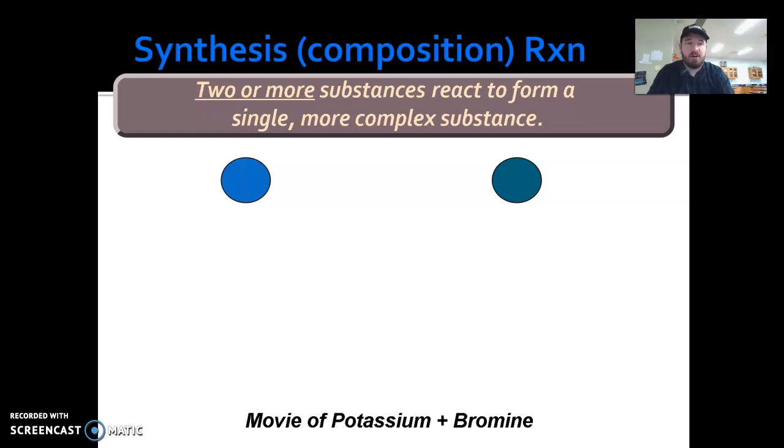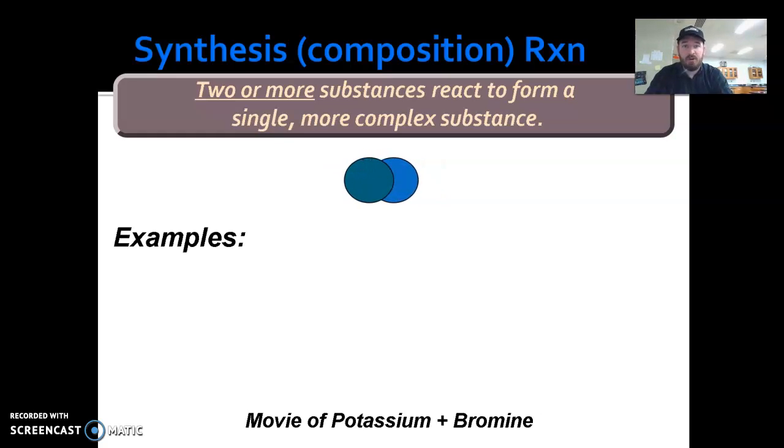Let's talk about our first type, a synthesis or a composition reaction. So this is when 2 or more substances react to form a single more complex substance. We're starting with 2 small things like you see in our picture here, and they will come together to make one more complex thing. We are composing things together. Remember we talked about composite materials, where we take 2 things and combine them into one thing to increase the strength and durability. Similar word, right? Composition. We are putting 2 things together to make one more complex thing.